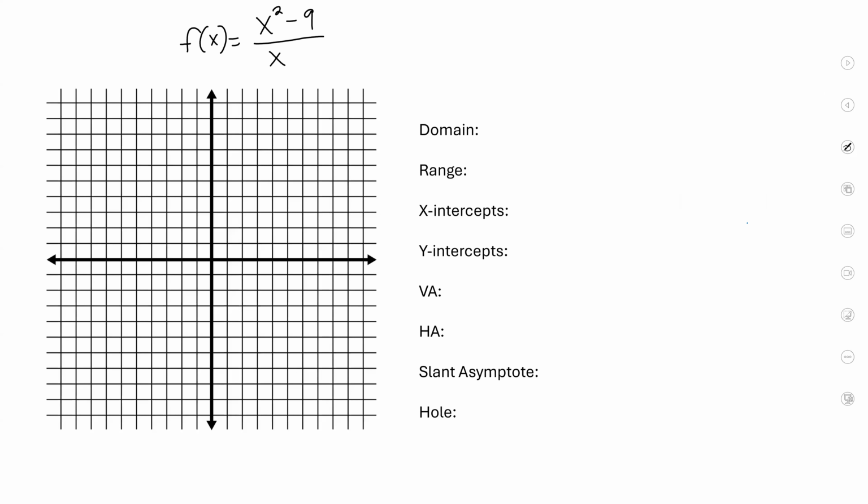Here's the first example. The numerator is 1 degree higher than the denominator, so that means we're going to have a slant asymptote. So I'm going to use synthetic division. You can use synthetic division or long division to find the slant asymptote. Okay, so I'm going to use synthetic division here.